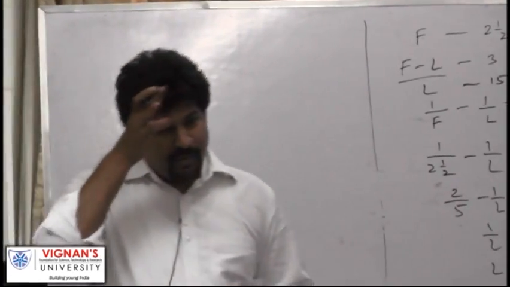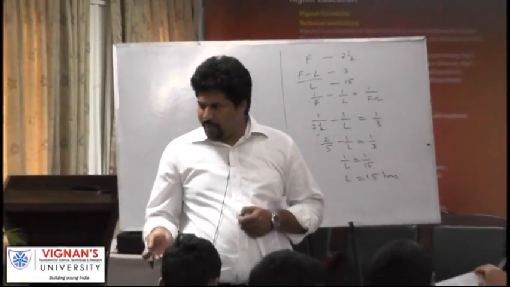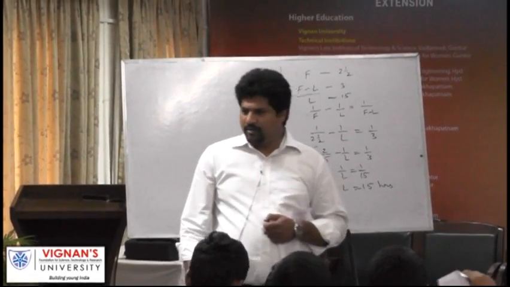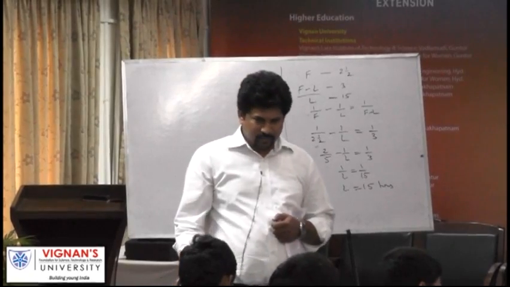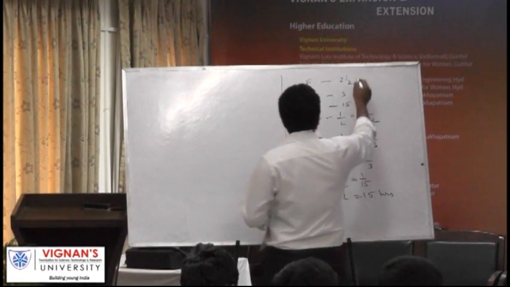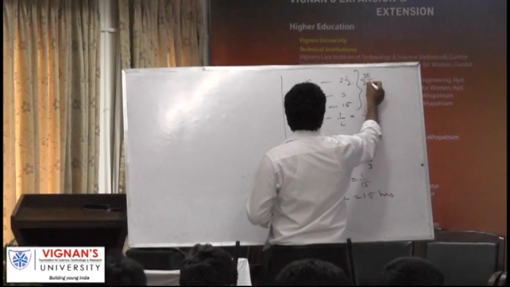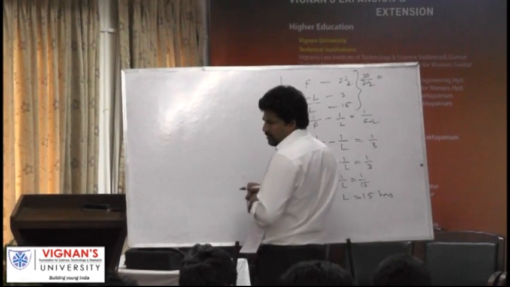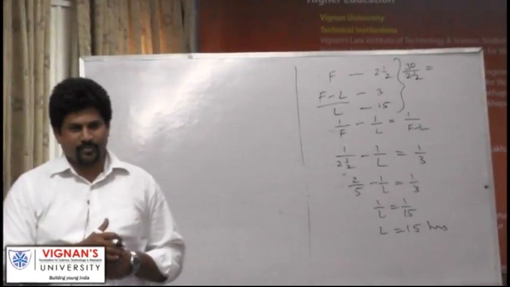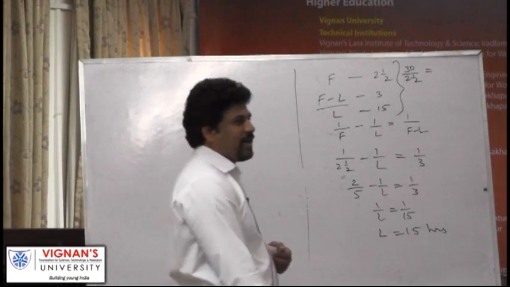Now what I am doing is, I am taking LCM of the times. Time taken by filler is 2.5 hours, time taken by the leak is 15. Now I am taking LCM of 2.5 and 15. What can it be? 30. I say tank capacity is 30 liters. To fill 30, it is taking 2.5 hours. It means per hour it is filling 12 liters. Right?